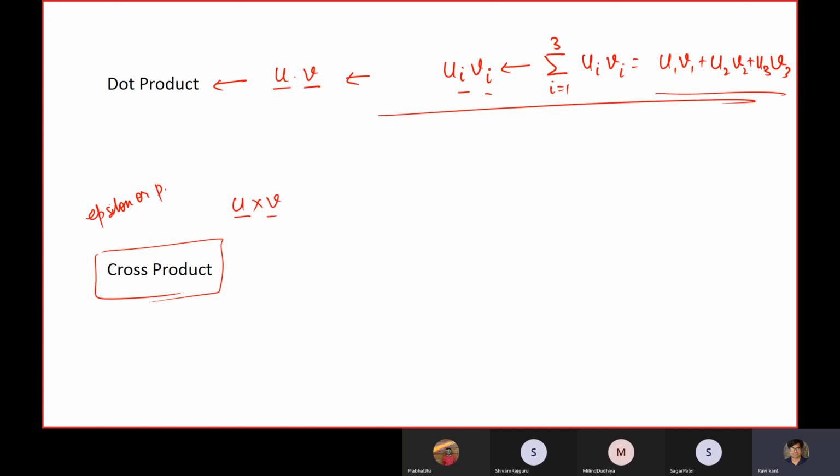epsilon or permutation symbol. So you are just converting from one unit system to another unit system by using the conversion factors.